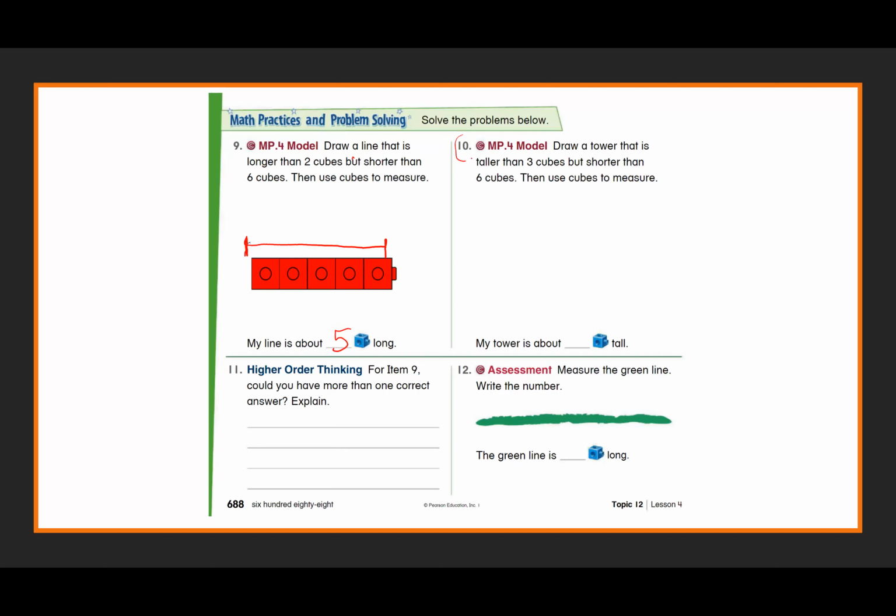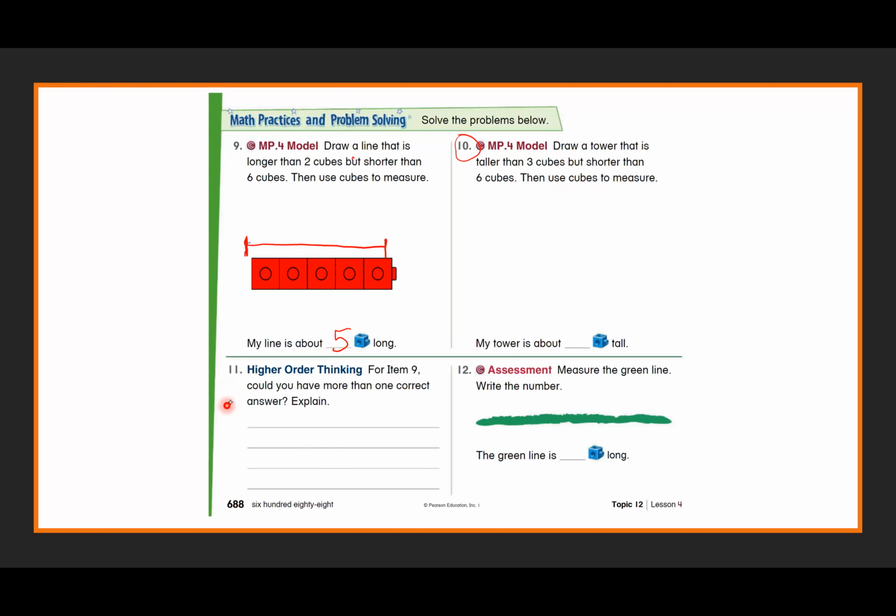Now question number 10, 11, and 12, I want you to do it by yourself. I will read for you. Draw a tower that is taller than 3 cubes but shorter than 6 cubes. Then use cubes to measure. This is what you have to do. You have to draw a tower which will be taller. Keep in mind, when you see the word taller, you have to draw like this, not like this, like this. So you will draw a tower which is taller than 3 cubes but shorter than 6 cubes. The same with question number 11.